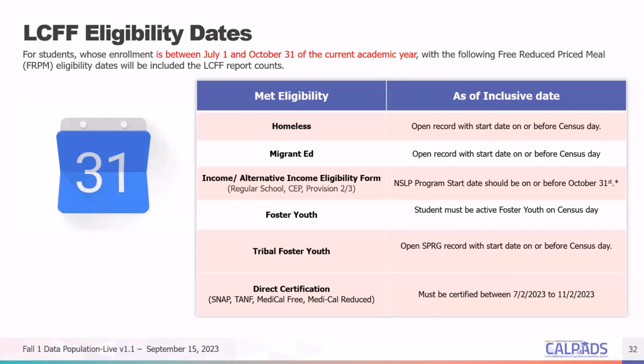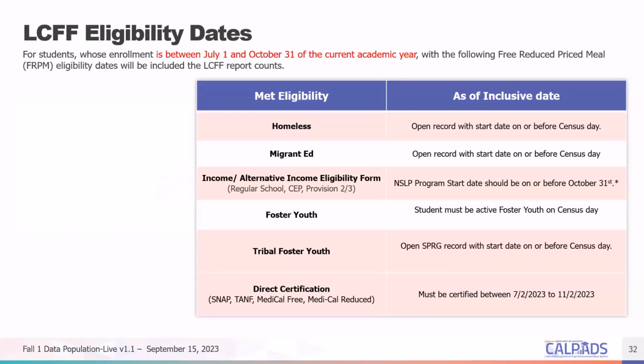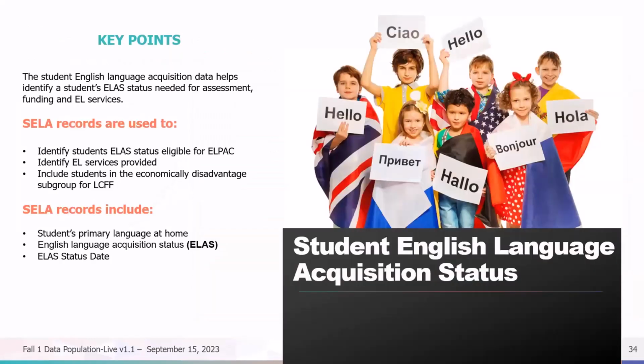All right, that concludes our discussion of the student programs or SPRG records. No changes to note in the data population training for SPRG records this academic year. Let's go ahead and move on to the student English language acquisition or SELA file.